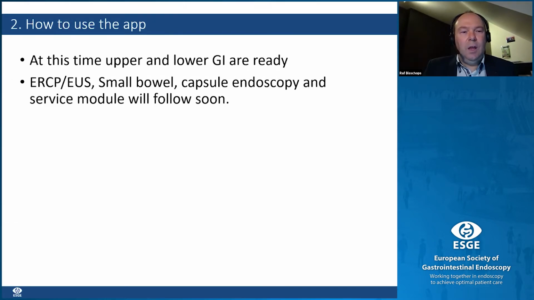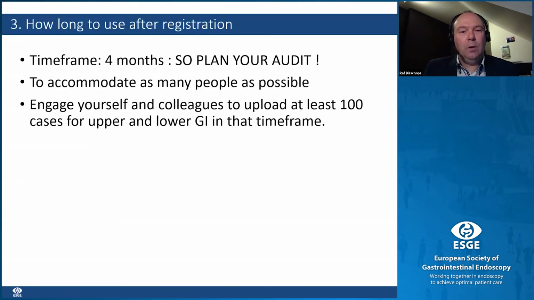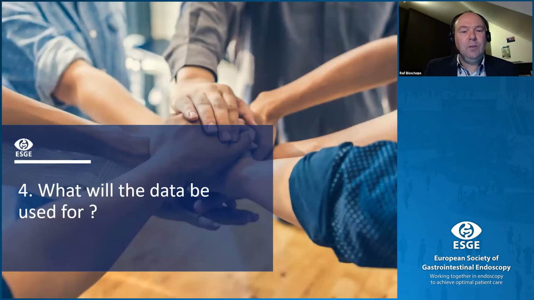That is important to know that at this time we only have upper and lower GI ready, but the rest will follow in 2021 very soon, so you can audit your entire unit. Remember, you can only use it for 4 months in a row, so plan your audit. And this is to accommodate as many people as possible, but you need to engage yourself to upload 100 colos and gastroscopies in that time.